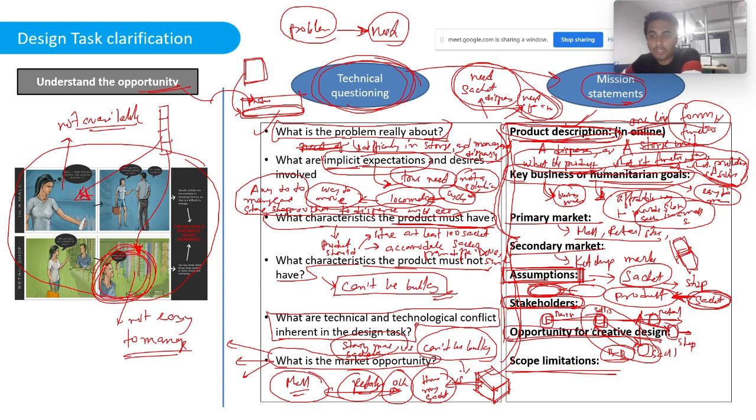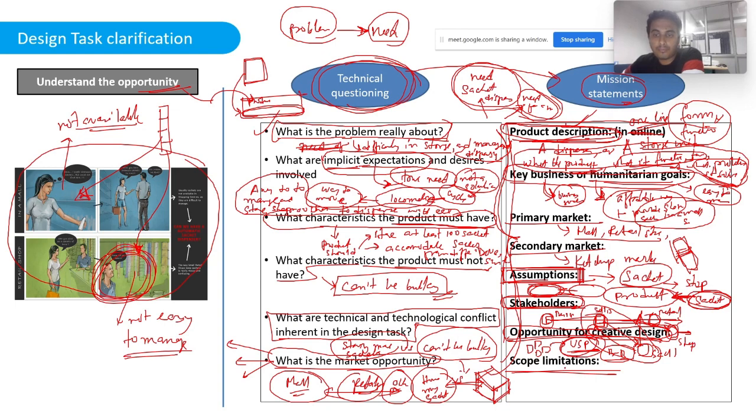Then next is opportunity for creative design. If there are a lot of competitive products, do you realize some unique selling point that you are proposing in your device to remain competitive? It is the same thing: you are coming up with a creative design solution so that you stay competitive in the marketplace.